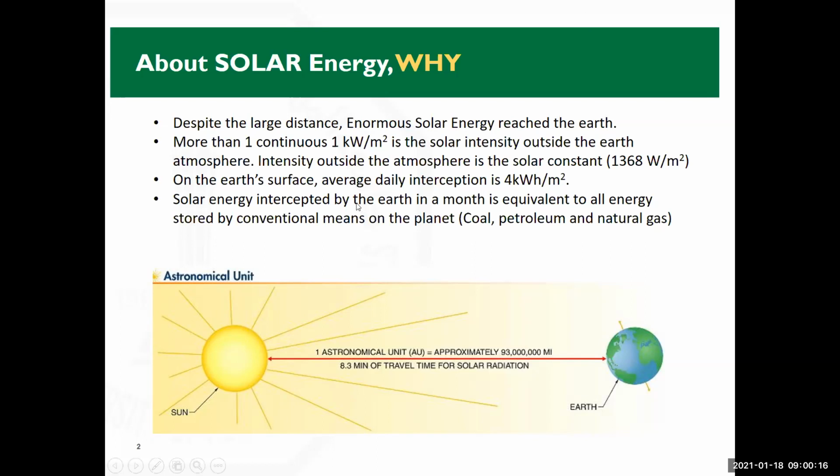The solar energy intercepted by the Earth in a month is equivalent to all the energy stored by conventional sources on the planet, whether it is coal, petroleum, petrol, or natural gas. So we're talking about a huge quantity of energy. As a matter of fact, in some other books that talk about energy conversion, you're going to read that the solar energy is the source of all forms of energy that we see in front of us.